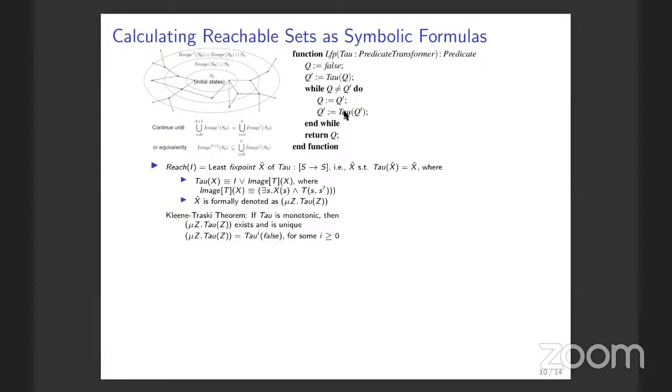You apply tau by accumulating, taking the union of tau 0, tau 1, tau 2, etc. That's what is happening here. For the specific case of reachability analysis, the tau whose fixed point characterizes the set of all reachable states is defined as shown here, which consists of computing images for some arbitrary X and then adding it to the initial states. So is this clear?